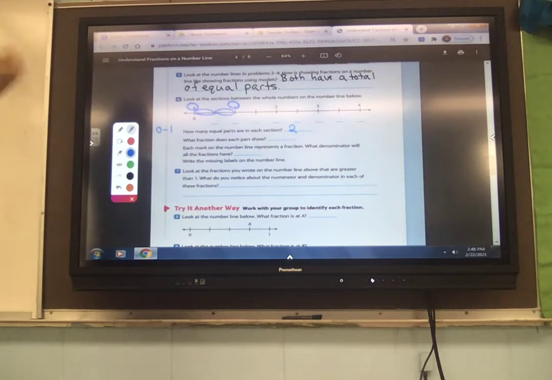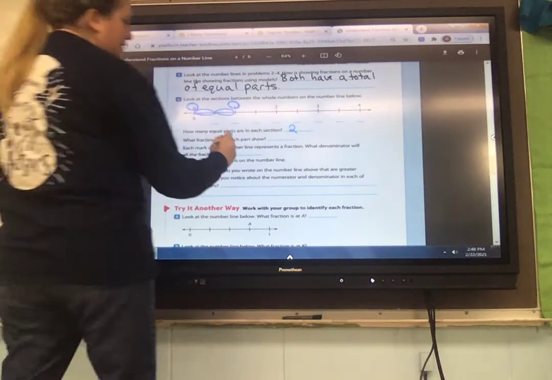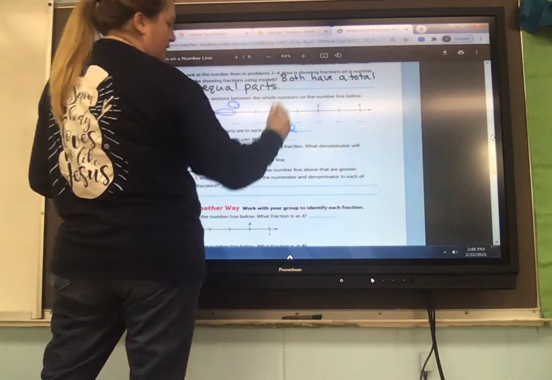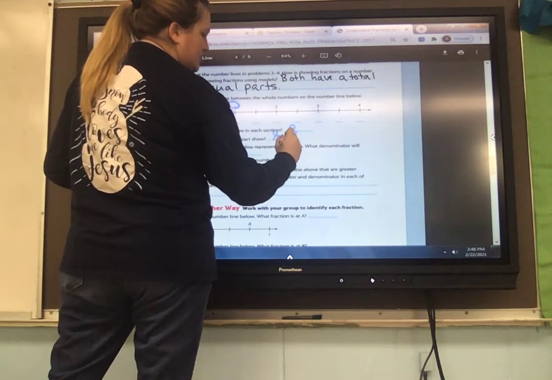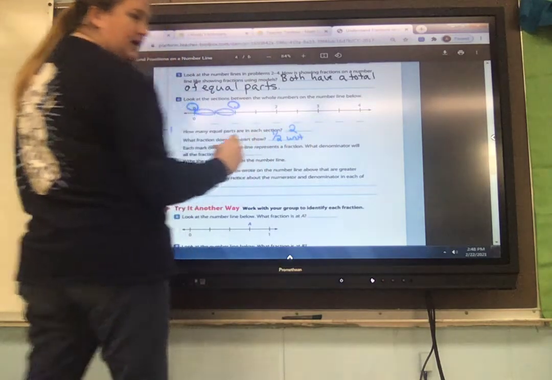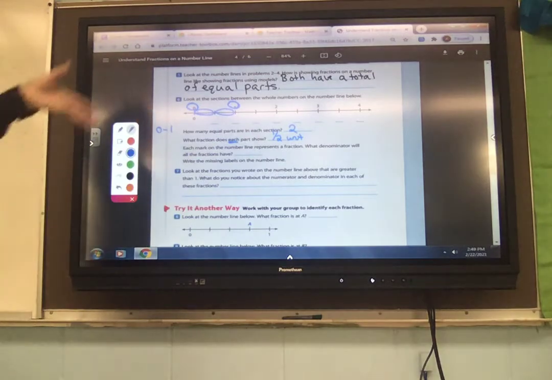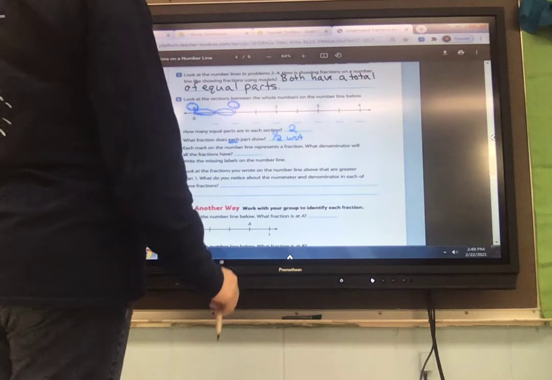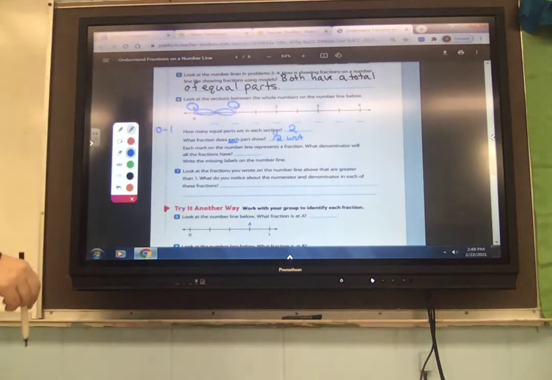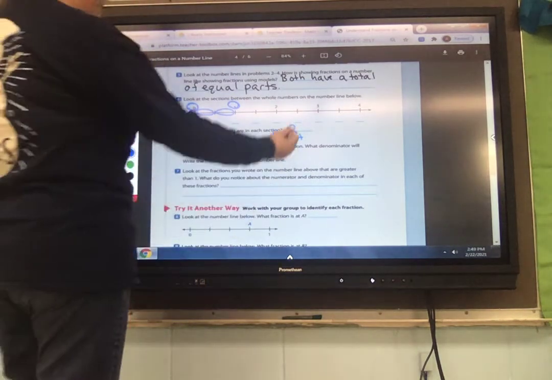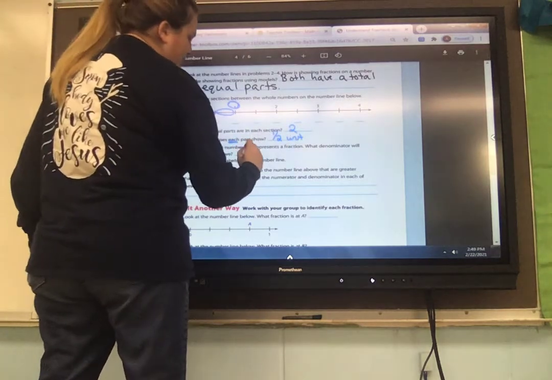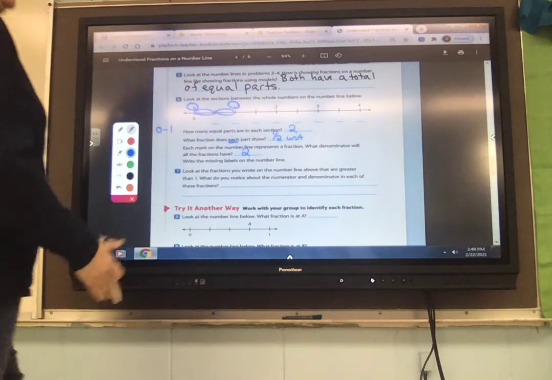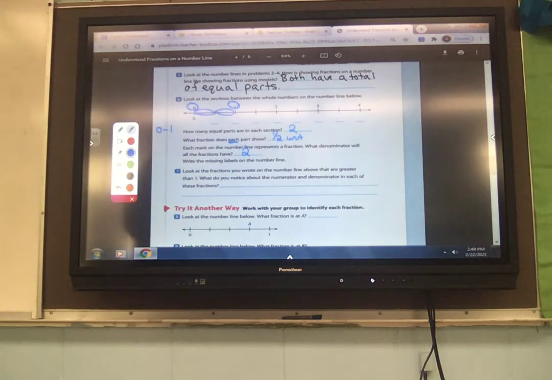What fraction does each part show? That's still a unit fraction. So if there's 2 parts between my whole numbers, my unit fraction is going to be 1/2. Each part would be 1 out of 2, or 1/2. Each mark on the line represents a fraction. What denominator will all the fractions have? They are all going to have 2 because there are 2 equal parts between each of my whole numbers.